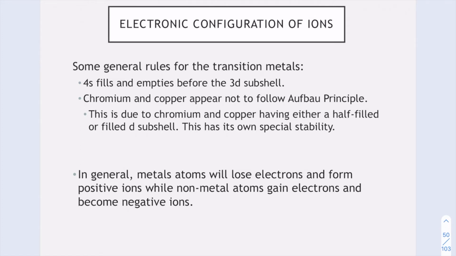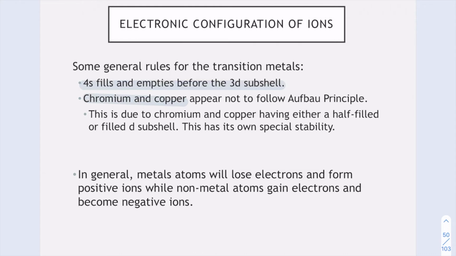Just some general rules to learn before we start writing the electronic configuration of ions. The most important one here is your 4s fills and empties before your 3d subshell. Now I know that goes against what we've been taught previously, but it is important that your 4s fills first and also empties first as well. And you've got 2 exceptions to this, chromium and copper. They don't follow Aufbau's principle because there's a special stability with either having a half-filled or a filled d subshell.